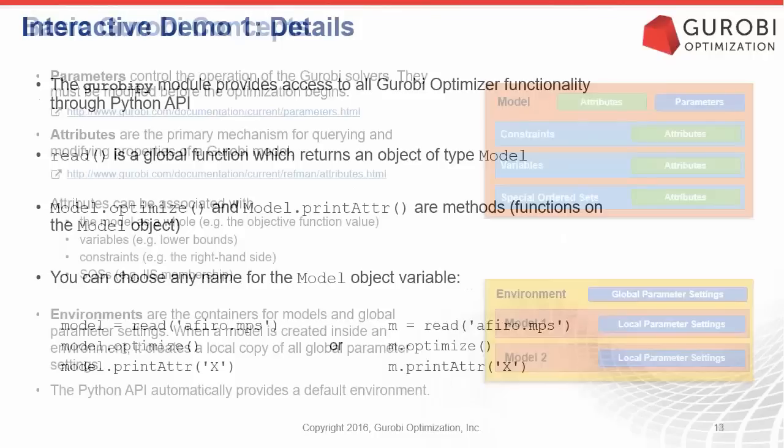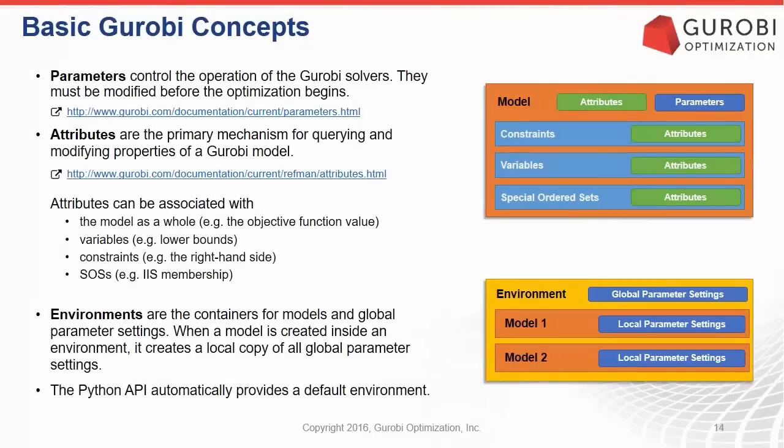Okay, so the next thing that we're going to look at, and this is basically where the Python API is so important, is the model generator. In order to use it, or to create your own model generator, I think it's important to understand some basic concepts about Gurobi.